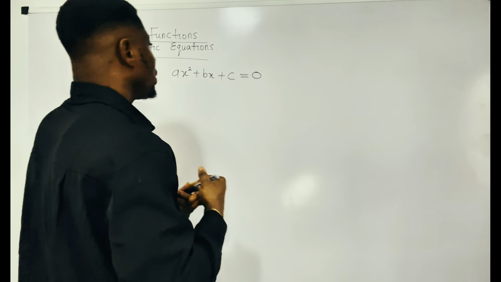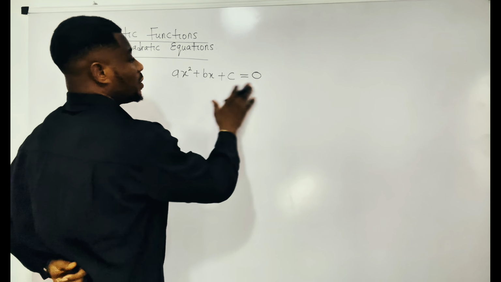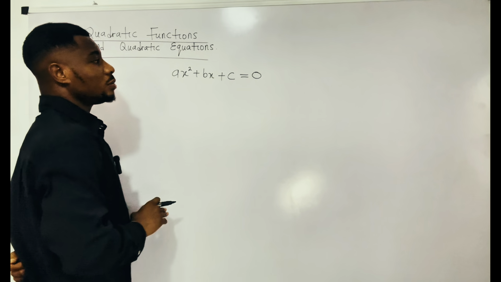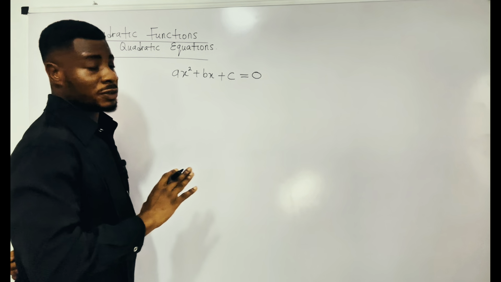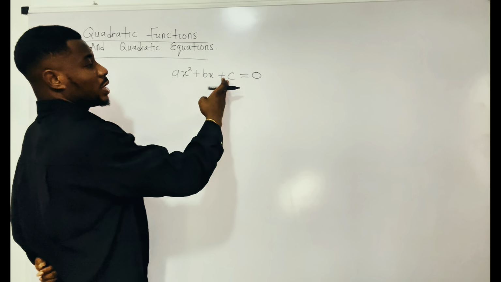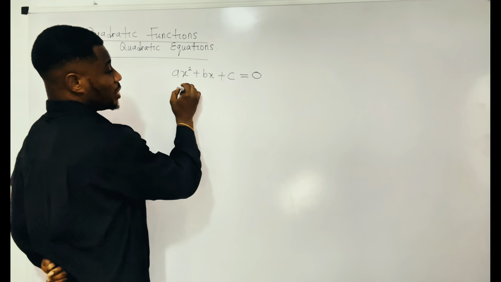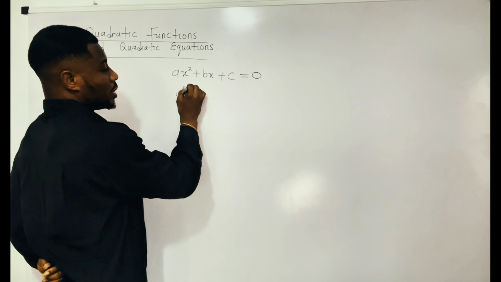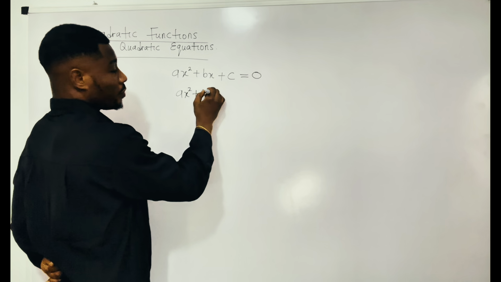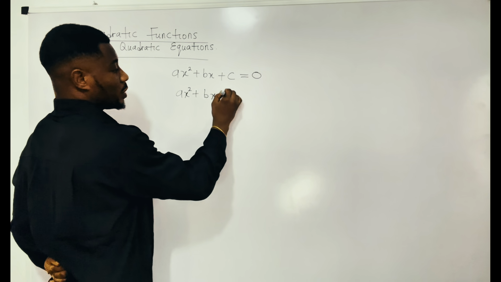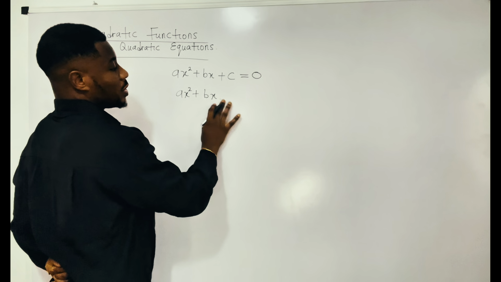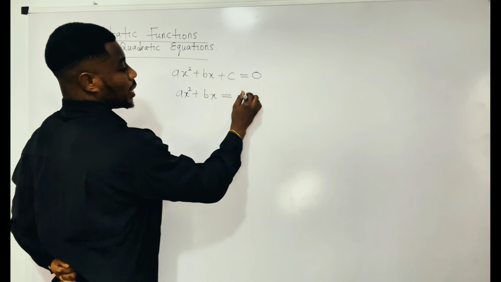Right, now if I wanted to obtain the value of x, I want to find the value of x here. What do I do? The first thing I'll do is to take this constant value c to the other side. How do I do that? This means I'll be having ax squared plus bx becomes equal to minus c.